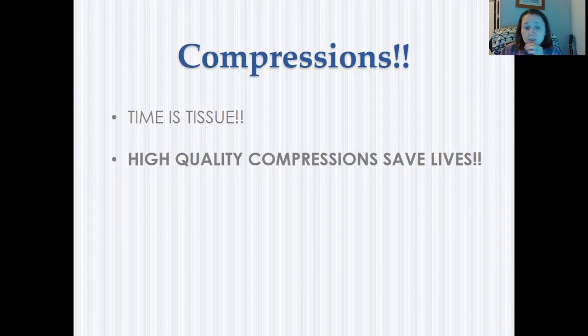If they do not have a pulse and you have assessed and you have found that they do not have a pulse, the first thing you are going to do is compressions. That is what is first. You are going to get on that chest. Yell for help, call the code. Chest compressions first. Time is tissue. If there is no pulse, there is no perfusion to the brain or other vital organs. High quality chest compressions save lives. So you are immediately going to start chest compressions. That is what comes first.